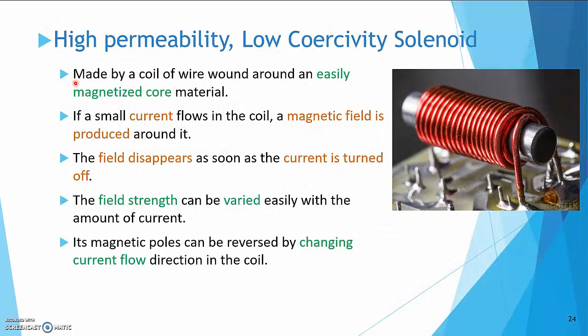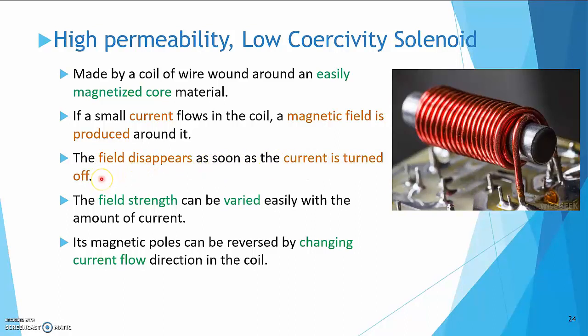An electromagnet can be made by winding conducting wire on a magnetic core. In many applications of electromagnets, the core is required to have high permeability and low coercivity. High permeability means that if a current flows in the coil, a strong magnetic field can be produced around it. Low coercivity means that the core can be easily demagnetized. The magnetic field disappears as soon as the current is turned off.